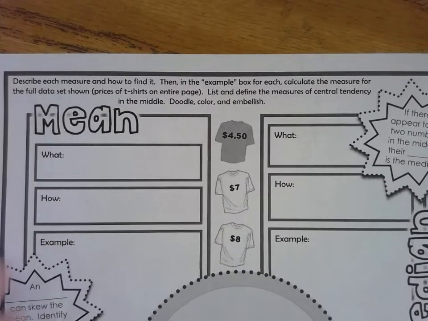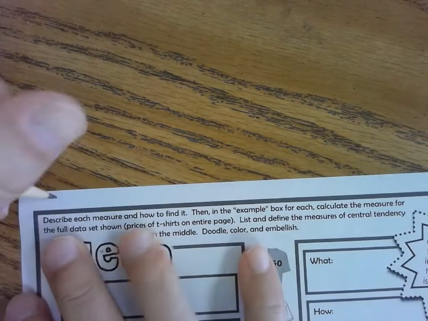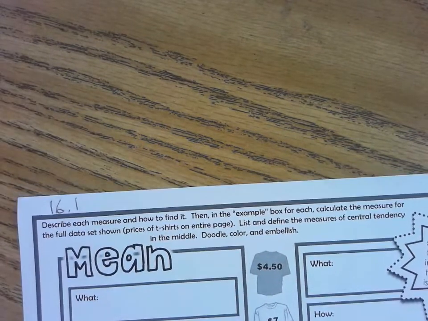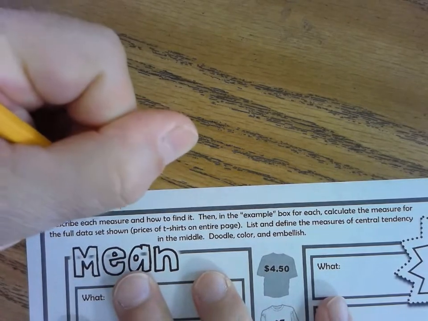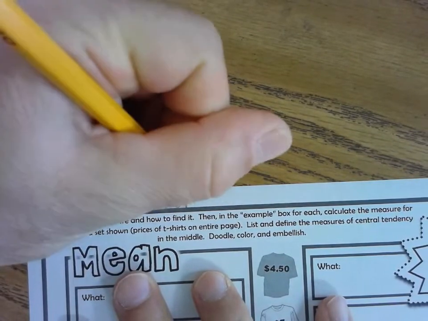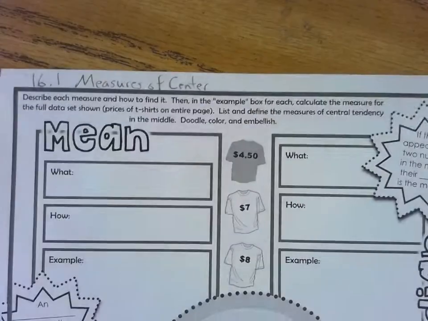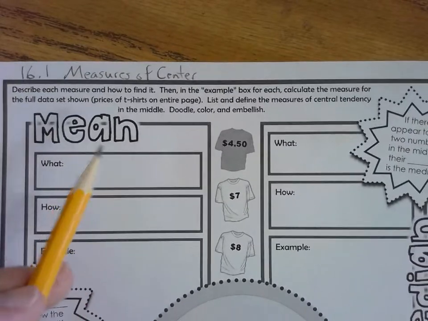Hi guys. Okay, so today we're going into 16.1. You're going to have this for your notes here. It's doodle notes, so you can just put measures of center. Okay? Measures of center. Alright, so I'm going to go through these doodle notes with you guys.